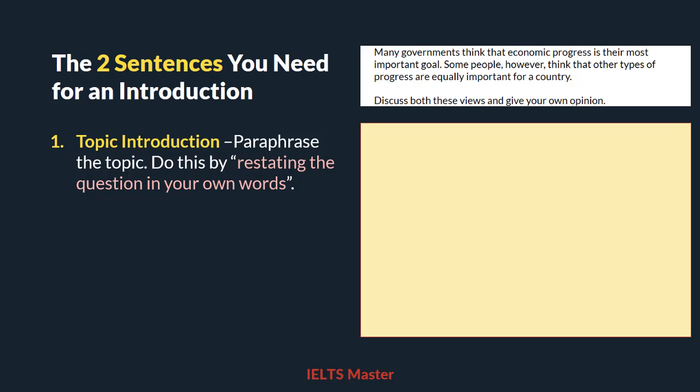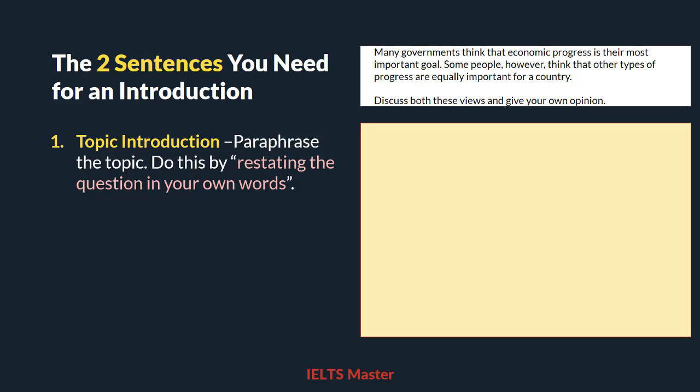Many governments think that economic progress is their most important goal. Some people, however, think that other types of progress are equally important for a country. Discuss both these views and give your own opinion. Okay, so this is a discussion question. We're looking at this as an example for how you can write any introduction, any question type.